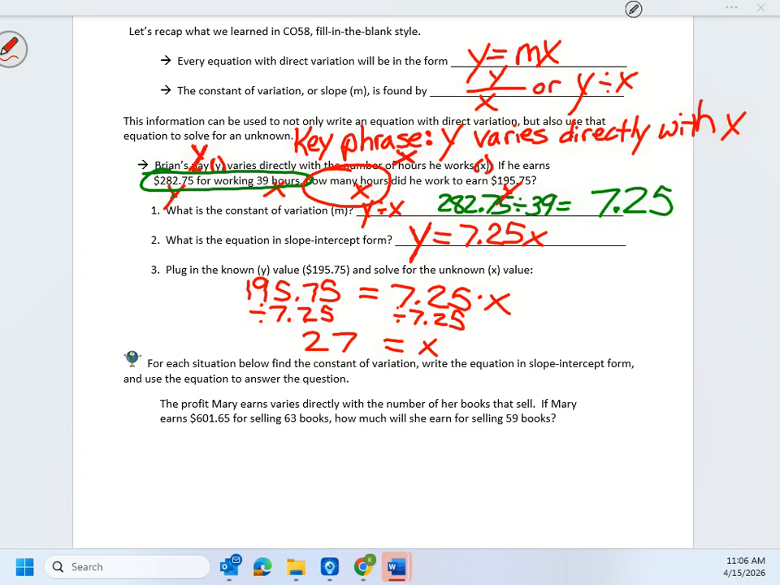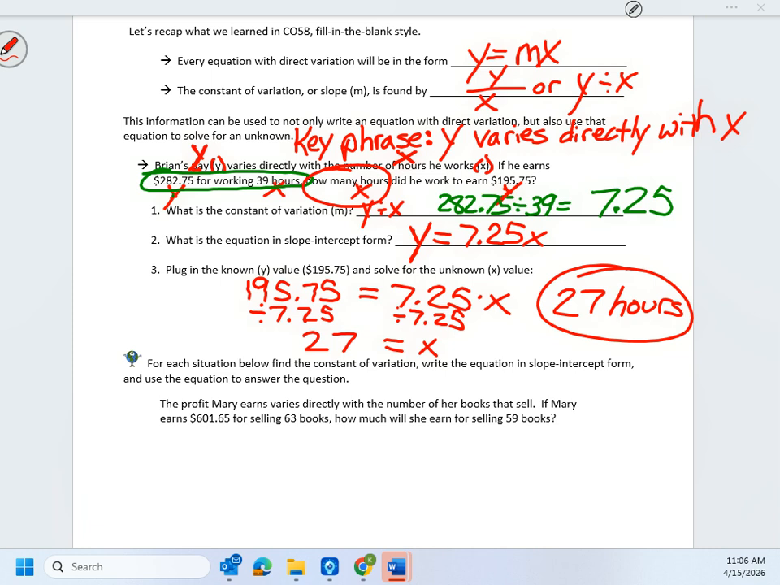So my question, how many hours did he work? He worked 27 hours. So now what I always do is say, does that logically make sense? If he worked 39 hours, he got $282. If he's going to work 27 hours, that's less time. Is he making less money or more money? Less. So 195 is less than 282. Logically, it makes sense.